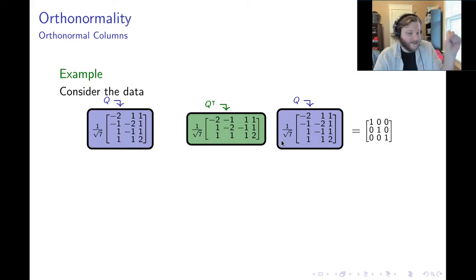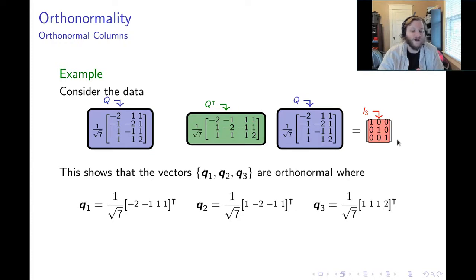And so the idea is that we can apply that calculation to each entry of the product here. And we get the identity matrix in this example. So the conclusion here is that the columns of Q are orthonormal because Q transpose times Q is the identity matrix. And here I've listed those columns individually.